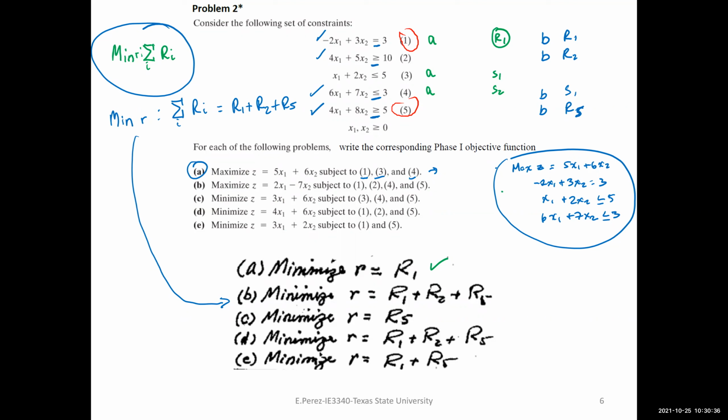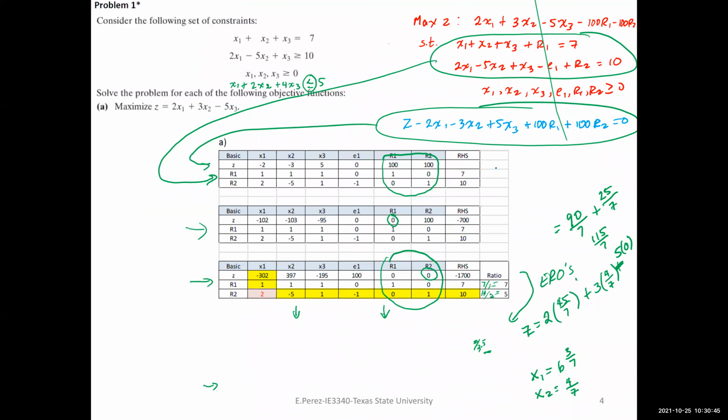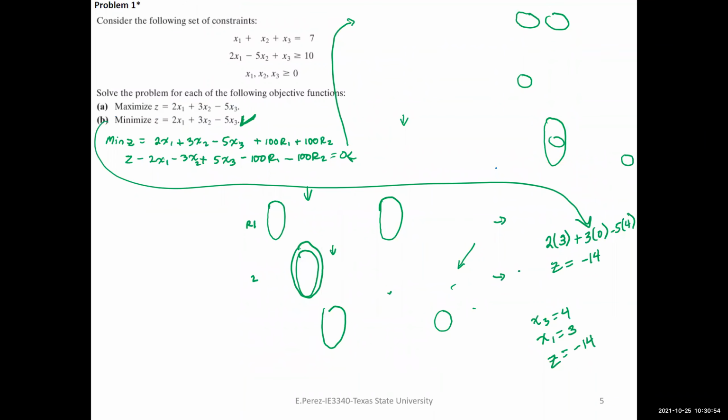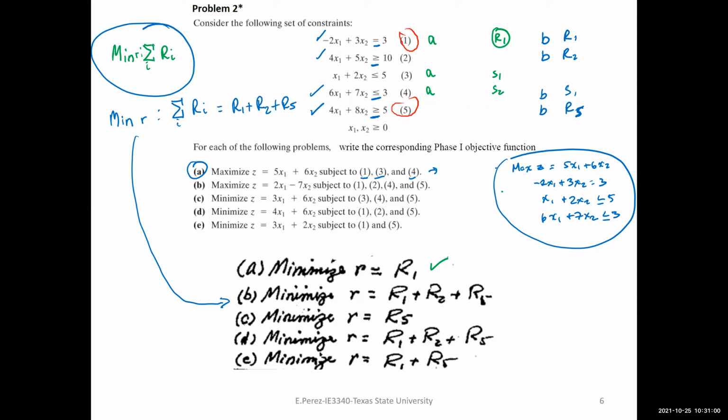Well, if it is a maximization, you are subtracting the artificial variables multiplied by this large coefficient M, right? Which is what we did here. You see? If we minimize, we are adding the artificial variable. Two-phase method, phase one, always minimize the summation of the artificial variables. Okay?